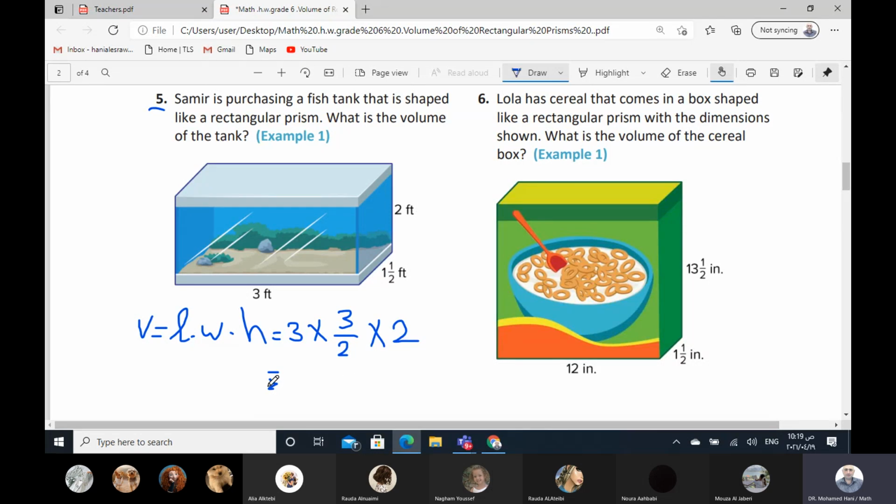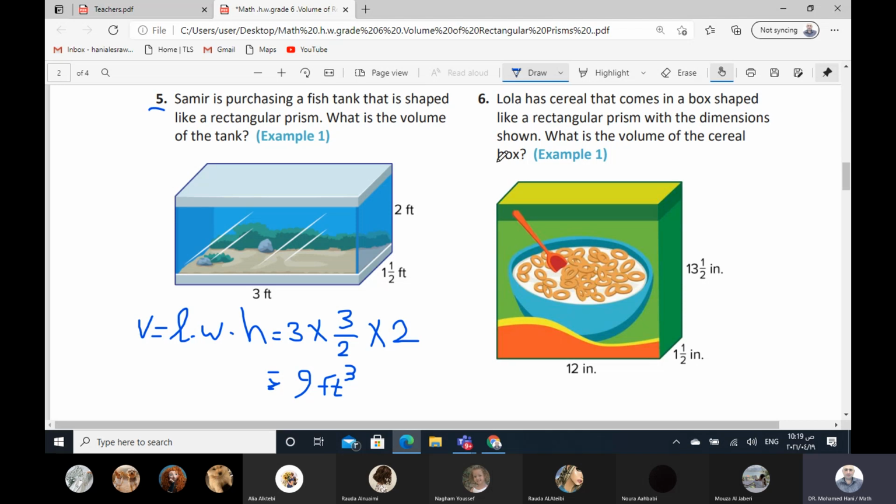Who can help me here to find the product? Mr., is the answer 9 feet? The answer will be 9. Great, I agree. What is the unit? Feet. Just feet? Just feet or feet cubed? Feet cubic. So the answer will be 9 feet cubic.